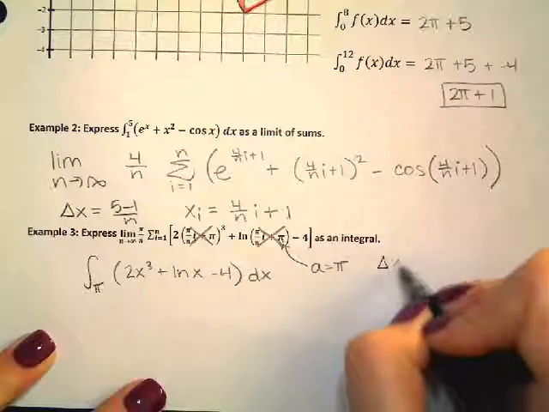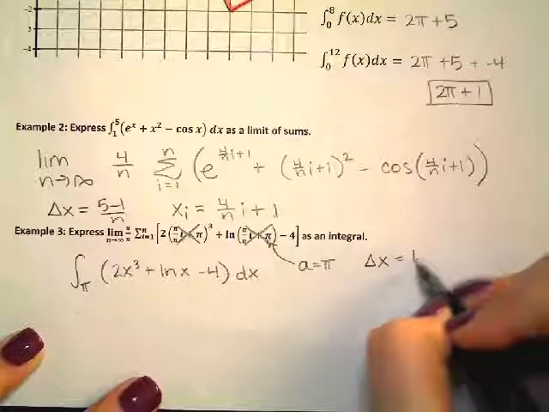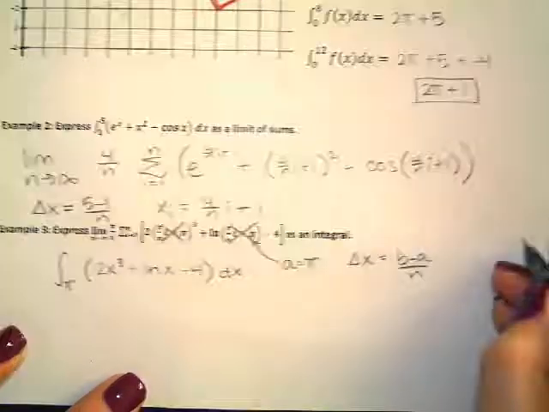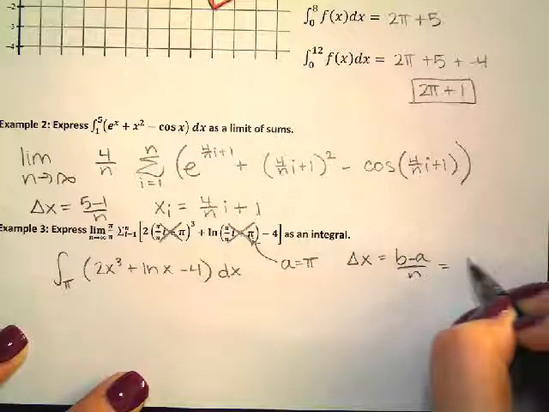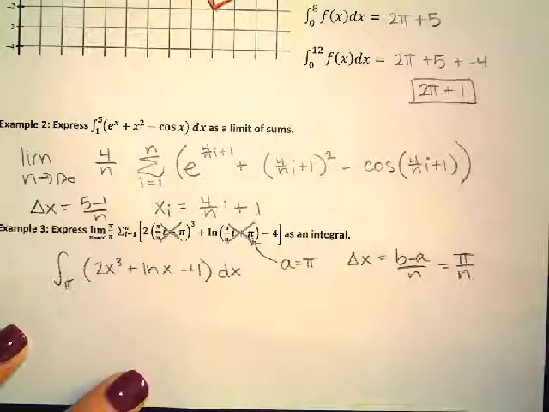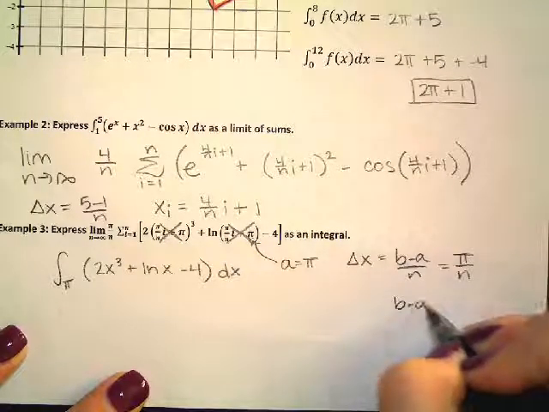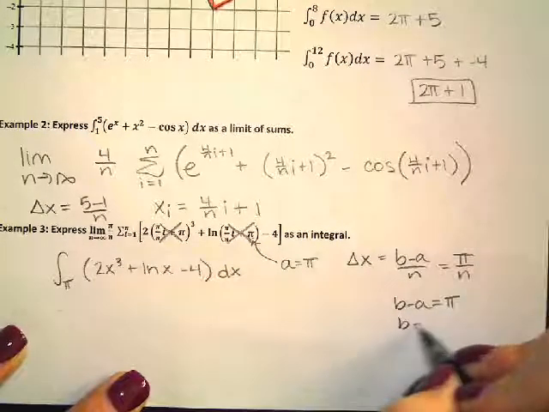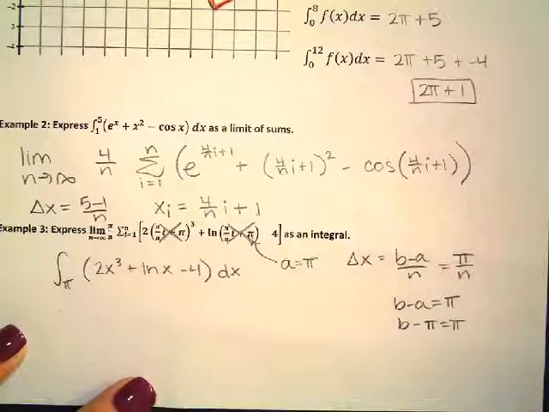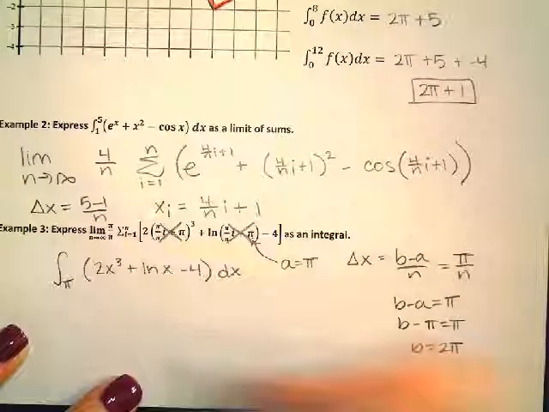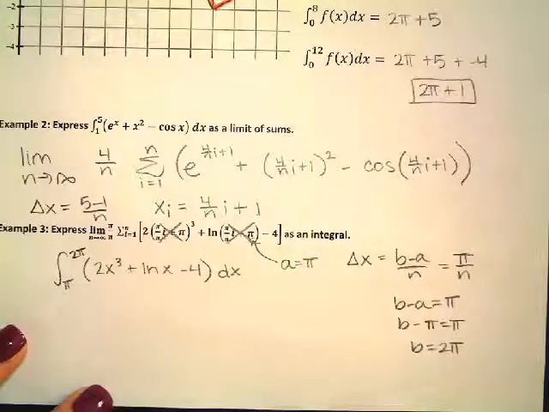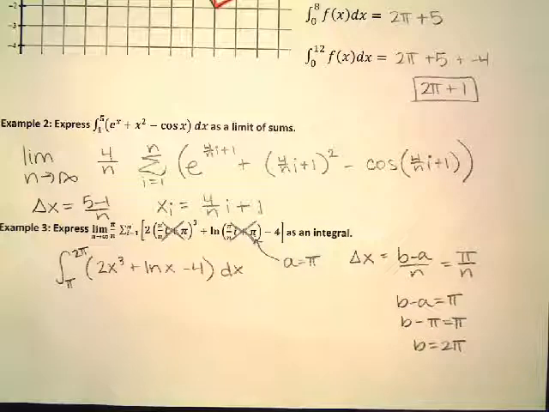Now, if we remember where delta x came from, that was b minus a over n, right? And in the problem, b minus a over n simplifies to pi over n. So b minus a equals pi, or b minus pi equals pi, and then b equals 2 pi. So the lower bound is pi, upper bound is 2 pi. I'd say the hardest thing to find is the lower bound and upper bound. The rest of it's not too bad.